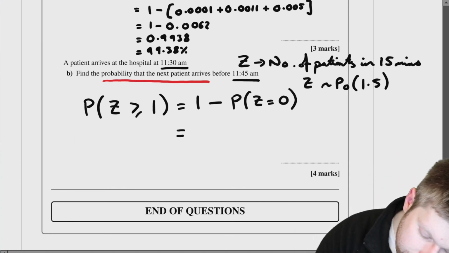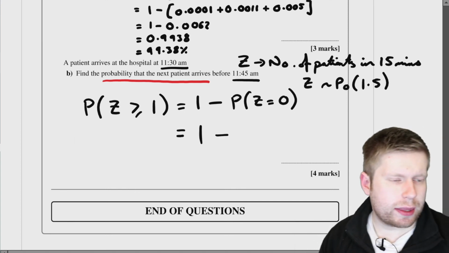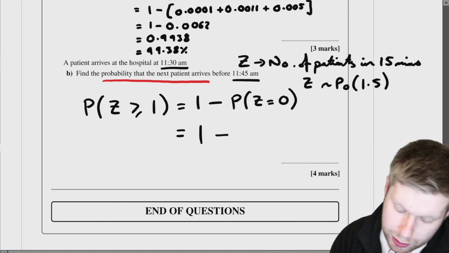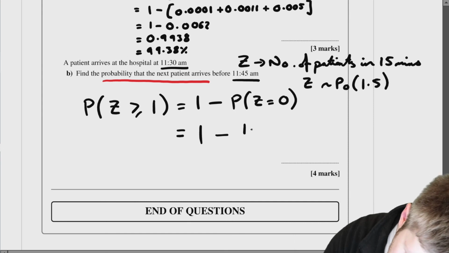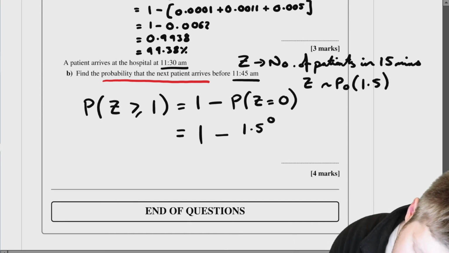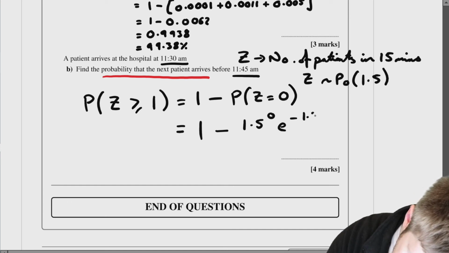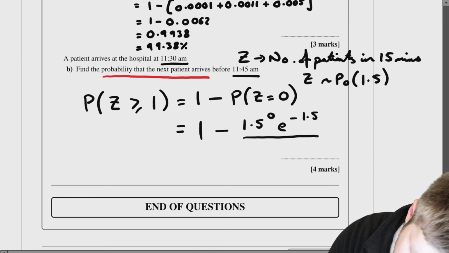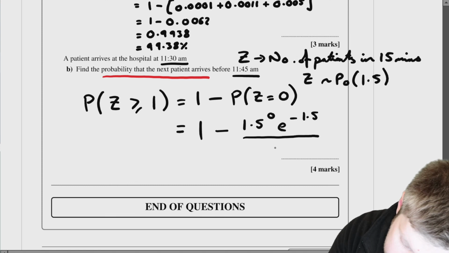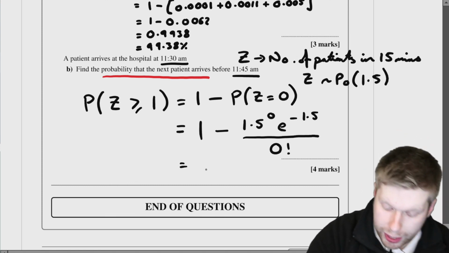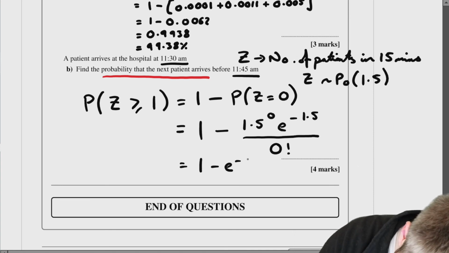Well, this is actually fairly easy to calculate. I don't need to go to GeoGebra or anything like this. If we calculate the probability that z is equal to 0, I need to take the rate, which is 1.5, raise it to the power I'm interested in, multiply that by e to the negative rate, so e to the negative 1.5, and divide that by the thing I'm interested in, which is 0 factorial. So effectively, this is just going to be 1 minus e to the negative 1.5.